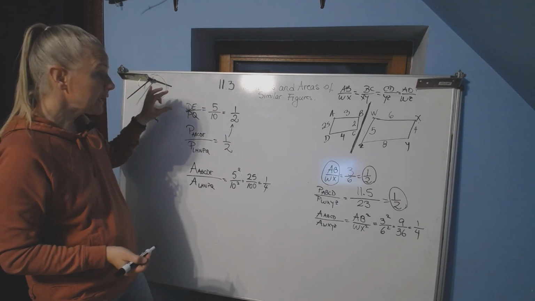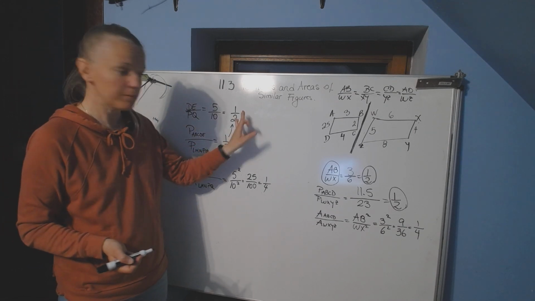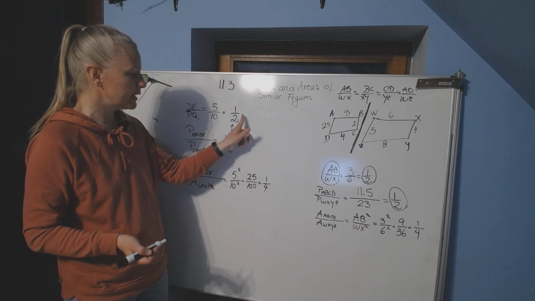So if you have the similarity statement, the perimeter will be the exact same similarity statement. The area will be that similarity statement squared.